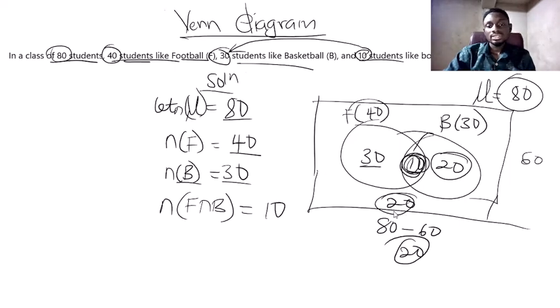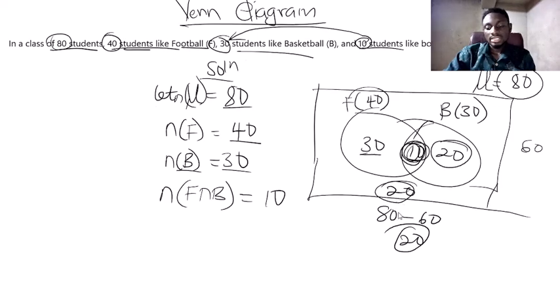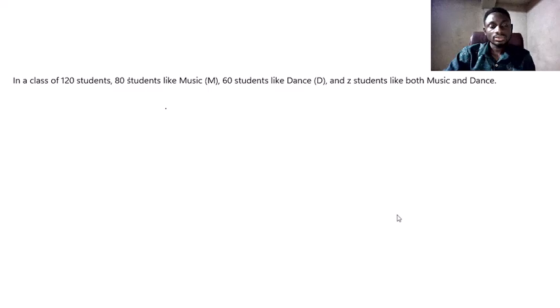using the Venn diagram. Now let's look at another scenario. In a class of 120 students, 80 students like music, 60 students like dance, and Z students like both music and dance. Now, the only difference between this and the first one is that here, the number of students who like both music and dance, who like both items under study, has been represented with a variable Z.